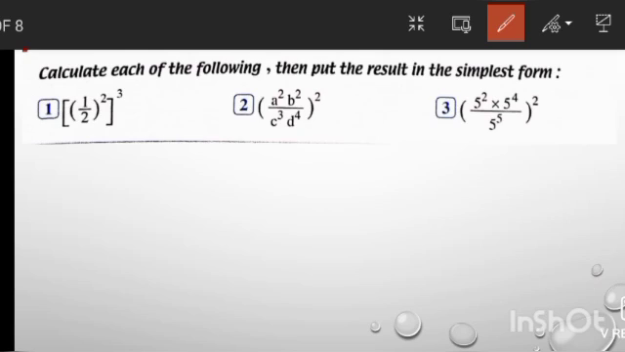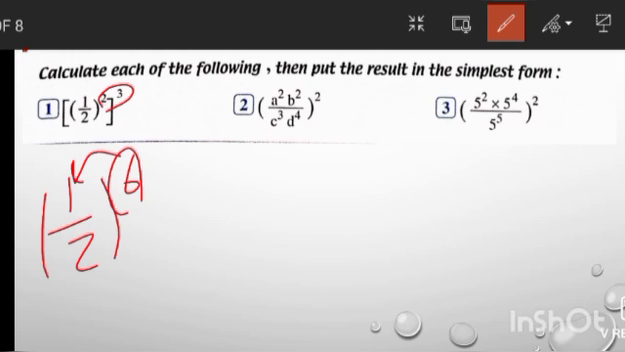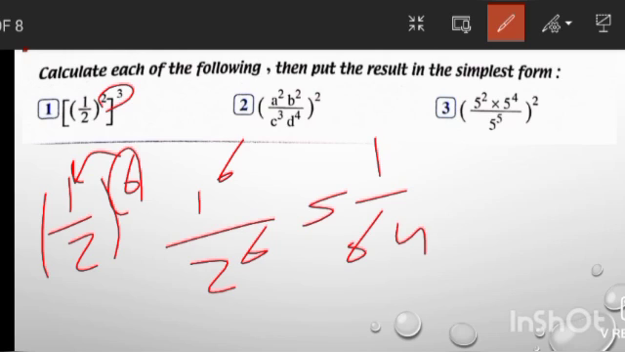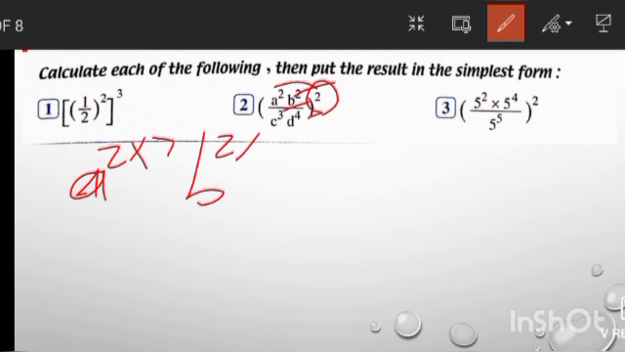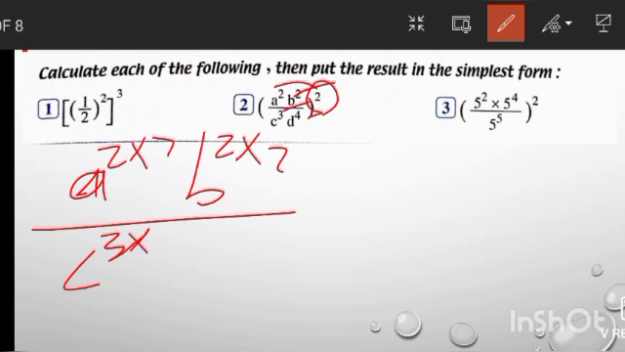Next, number 1, (1/2)^2 all to the power 3. We multiply powers, then (1/2)^6, distribute the power. As we know, 1^6 over 2^6 equals 1 over 64. Next, number 2, we distribute the power on a, b, c, d: a to the power 2 times 2, b to the power 2 times 2, c to the power 3 times 2, d to the power 4 times 2.